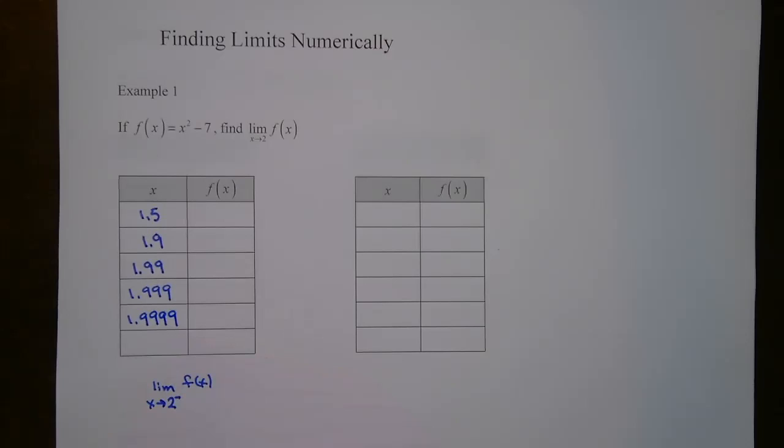And then 1.9999. And that's probably enough to figure out what's going on. You could do one more and then you're getting super duper close, but 0.0001 away is probably close enough to understand what's going on and see the behavior.